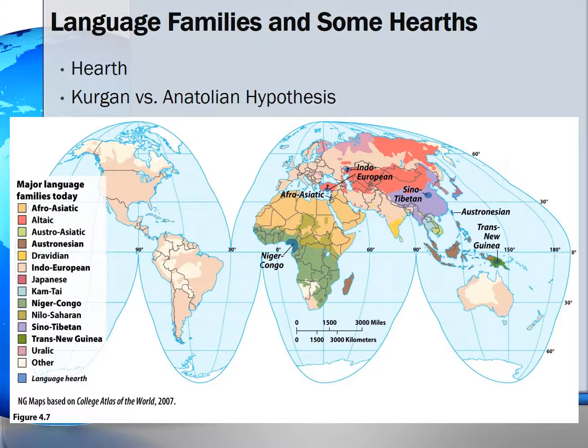In contrast, the Anatolian hypothesis places the hearth of the Indo-European language family in present-day Turkey, and the spread of the language came when the Anatolian farmers expanded east and across Central Asia and west into Europe about 7000 BCE. Regardless, a key note to mention is that the Indo-European languages did not originate in Europe as the name suggests.